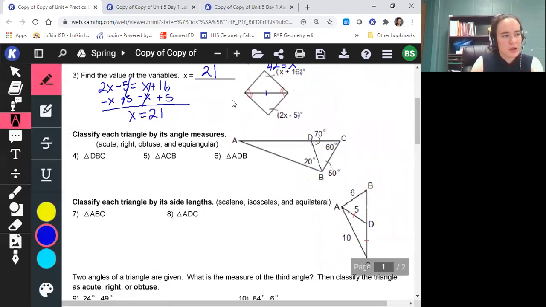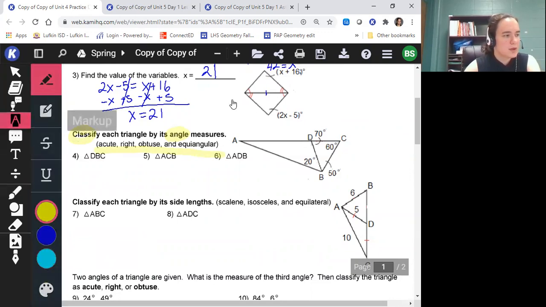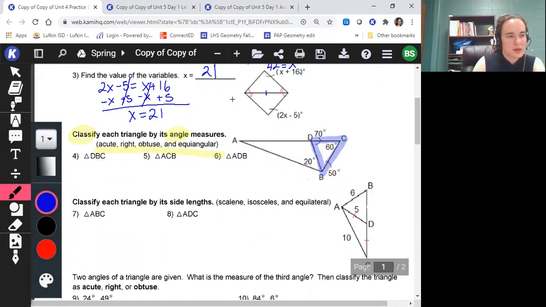Our next one, we are classifying each triangle by its angle measures. It gives you options. So our first triangle that we are looking at is triangle DBC. We have all the angles in that triangle. We have 70, 60, and 50, and all three of those angles are acute. So this is an acute triangle.